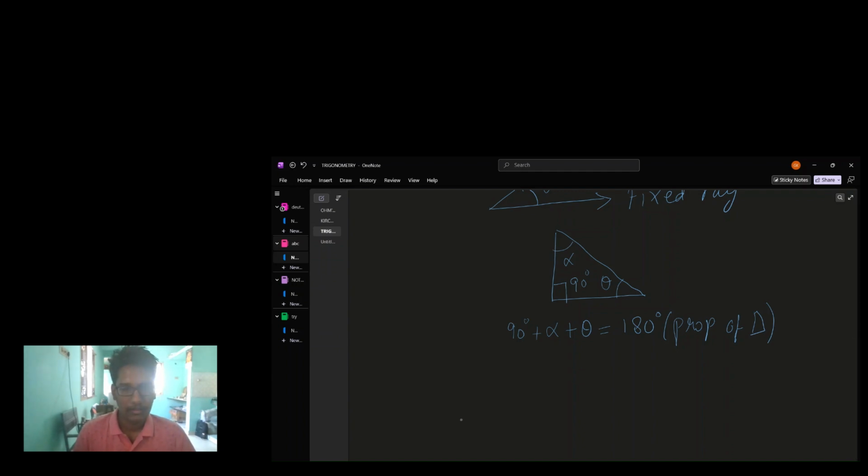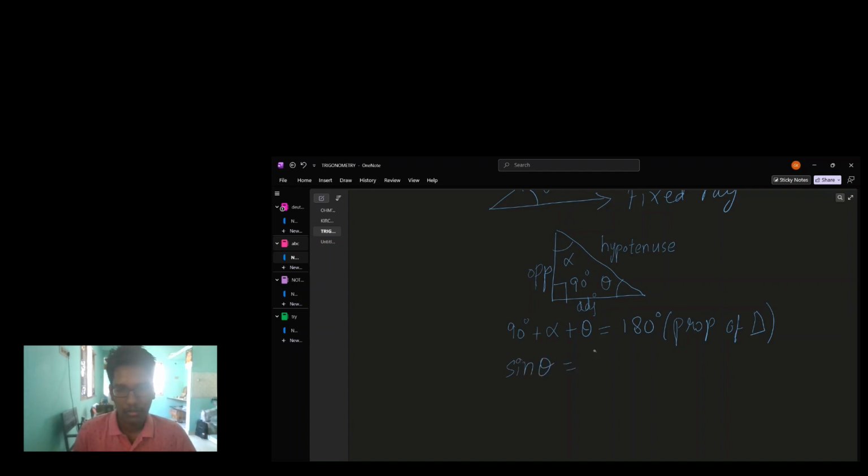So from this, let's name the sides opposite, adjacent, and hypotenuse. Generally in a right angle triangle, hypotenuse is the largest side, and opposite and adjacent vary according to different triangles, but hypotenuse is the biggest, largest side.